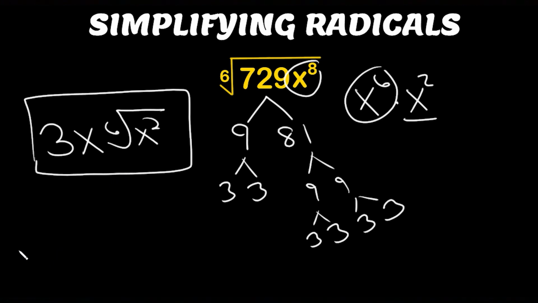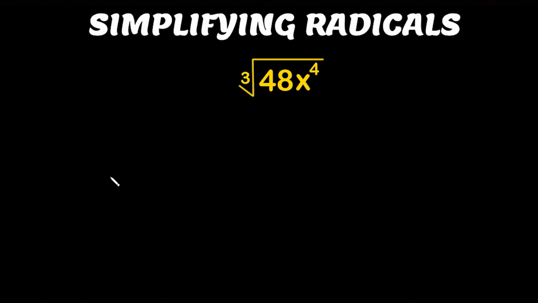Okay, let's try one more example. So here's our last example, and we're dealing with a cubed root here. I can see the index right here, or third root, however you want to say it. So let's go ahead and work on the coefficient. So I have 48. So two numbers I could use here are 8 and 6. This will break down to 4 and 2, 2 and 2. And this one here will be 3 and 2.